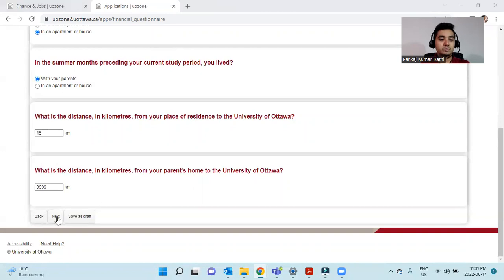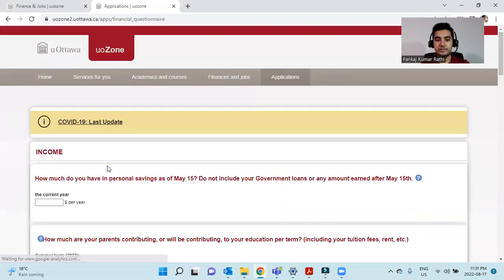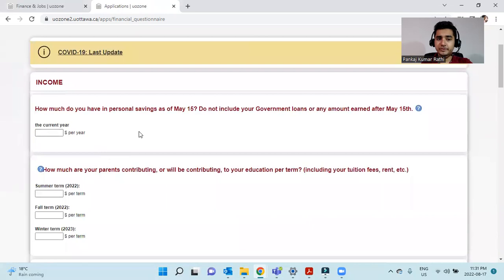Yeah. So going ahead to the next question. How much do you have in personal savings as of May 15th? Do not include your government loans or any amount earned after May 15th. That is May 15th. So you will be coming in the fall term, so September, right? So as of May 15th, how much do you have in personal savings?